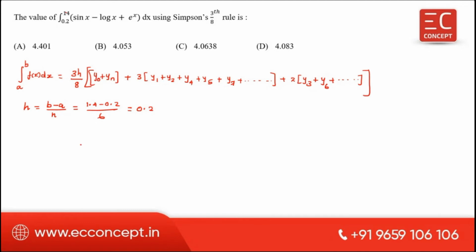Now you have to calculate. There are 6 intervals, right? Therefore, you have to do this: x and f of x. Make a table column.